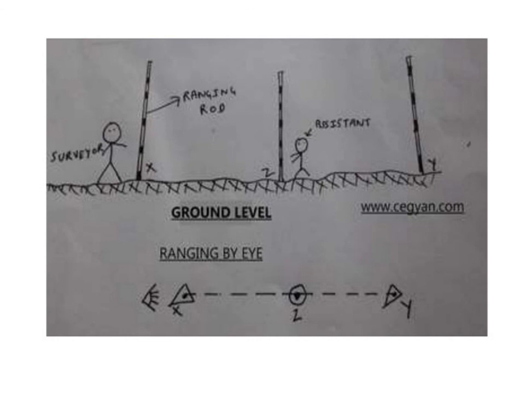This slide refers to direct ranging by eye, where 3 ranging rods are required and 2 persons, namely surveyor and assistant, are required, so that the intermediate point z is brought in line with x and y. This is called ranging by eye.